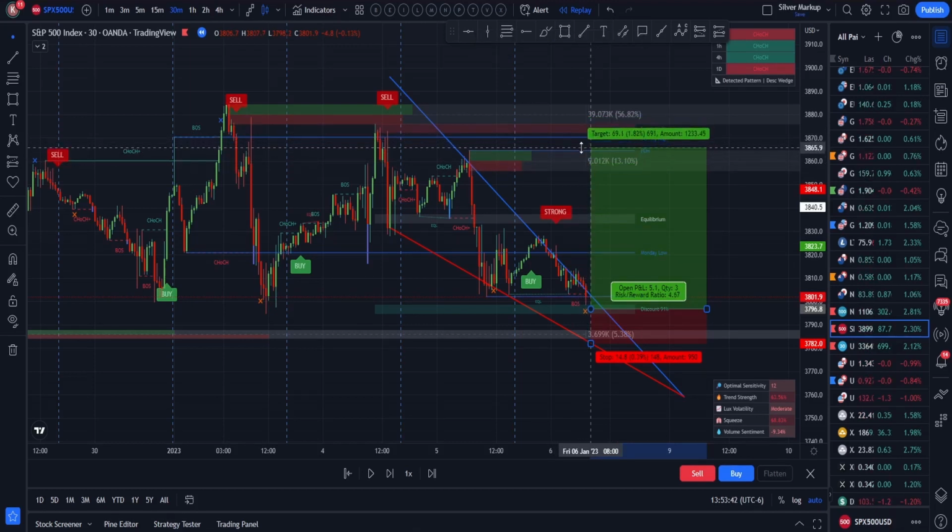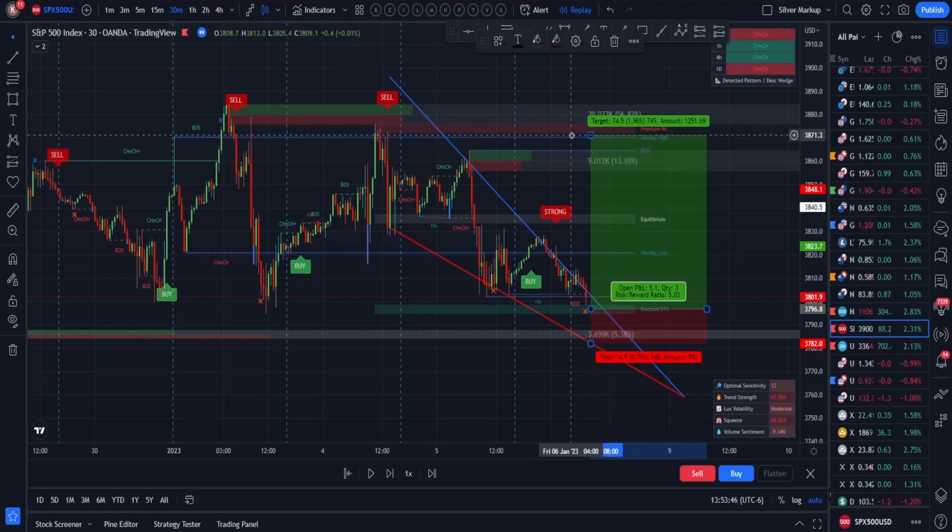So 4 to 1 trade with TP2, and then TP3 could be your premium area or Monday high. You see, you got your high of day, you got your premium area. So there's multiple levels where you can do a TP3, and that would have been a 5 to 1 reward to risk. So excellent trade.